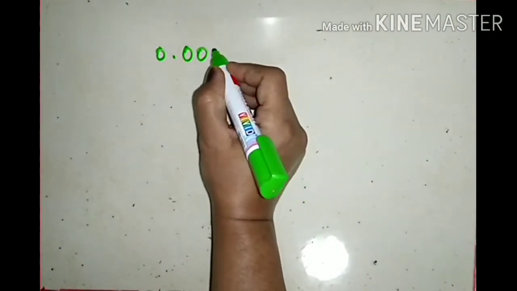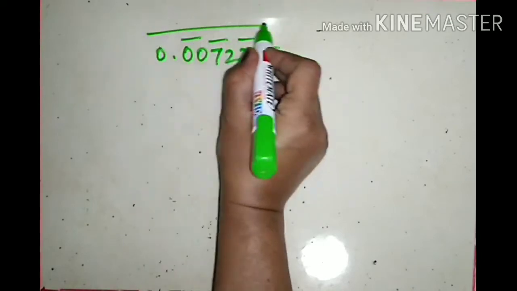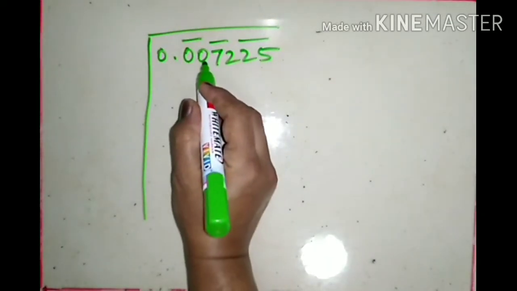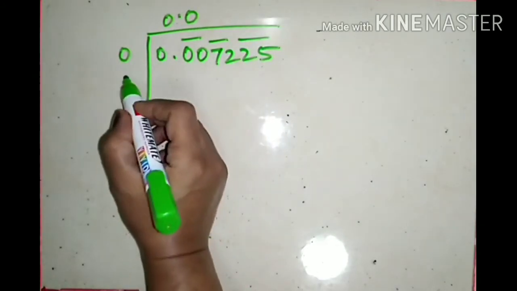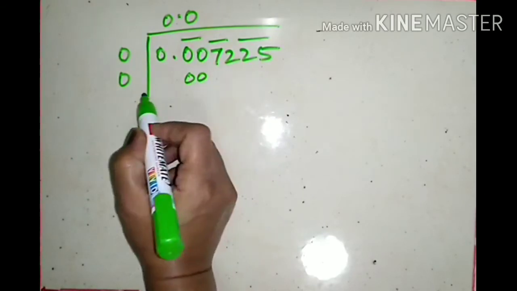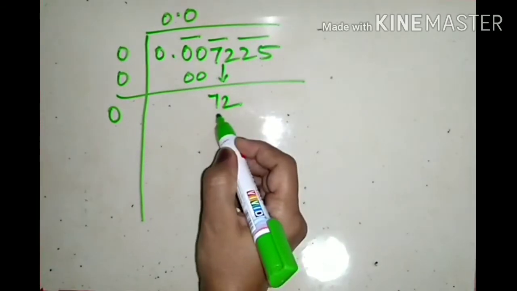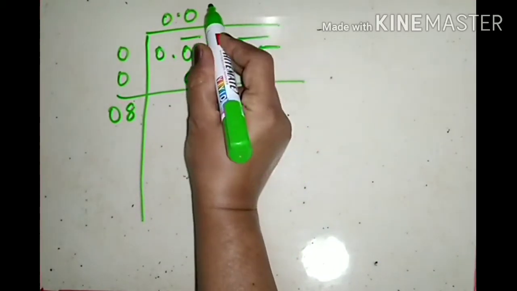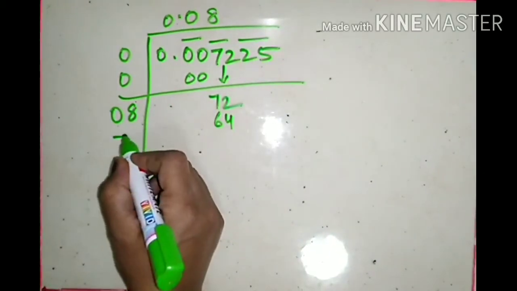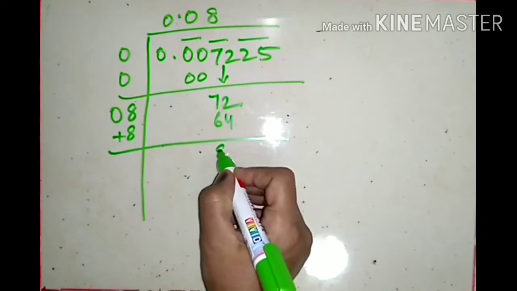Next number is 0.007225. We'll make pairs. Now 2 zeros are there. We will start with the 0 in A. 0.0. Again zeros here, 2 zeros, 0. Now we'll bring this 72 down. We'll use square, which is 8 8s are 64. 8, 8, 64 plus 8. If you subtract this, we will have 8 here.